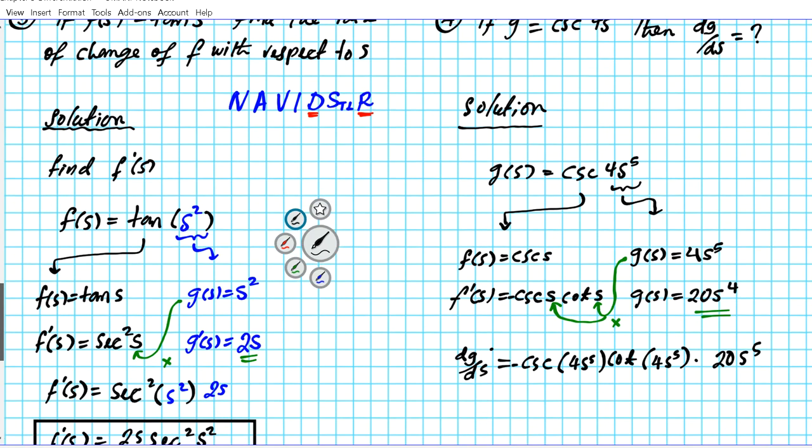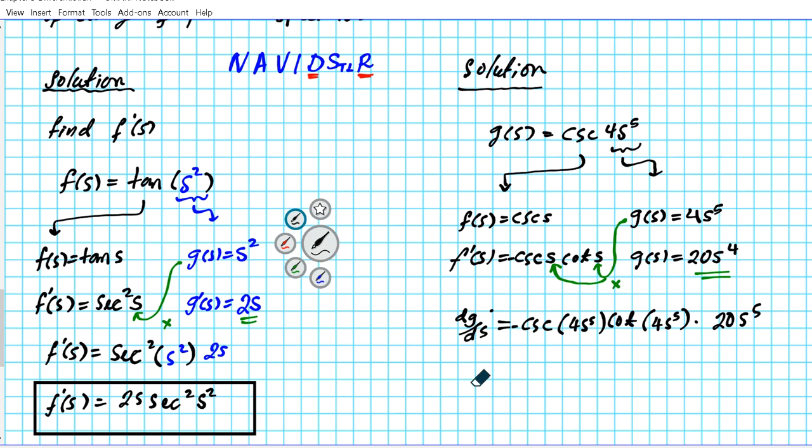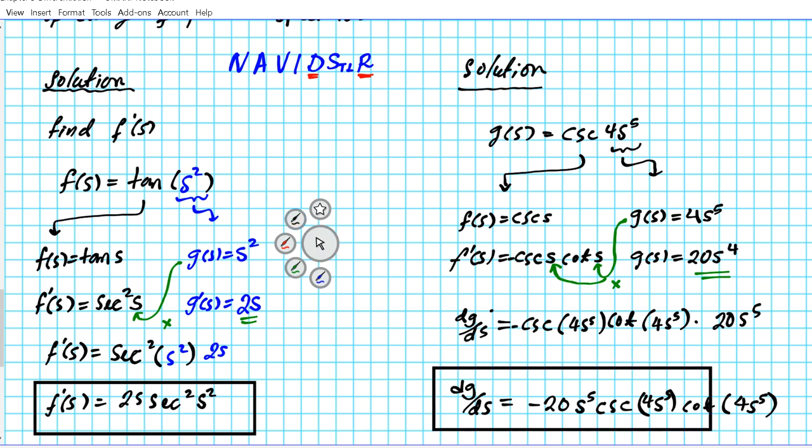All right, so let's put it all together. The final answer, dg ds, is going to be, the polynomial comes first, negative 20s to the fifth cosecant 4s to the fifth times, you can put the parentheses if you want, sometimes it's not necessary, cotangent 4s to the fifth power. And that's the answer to question number 4.